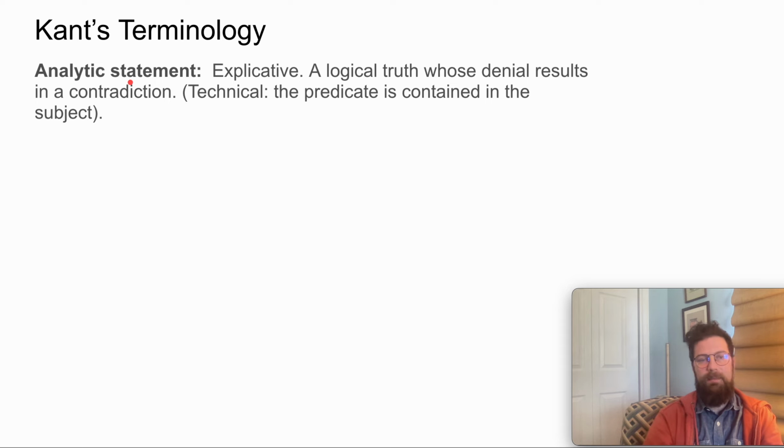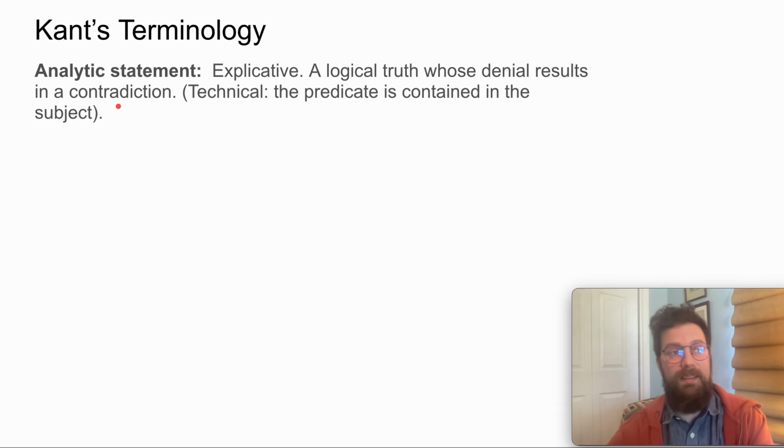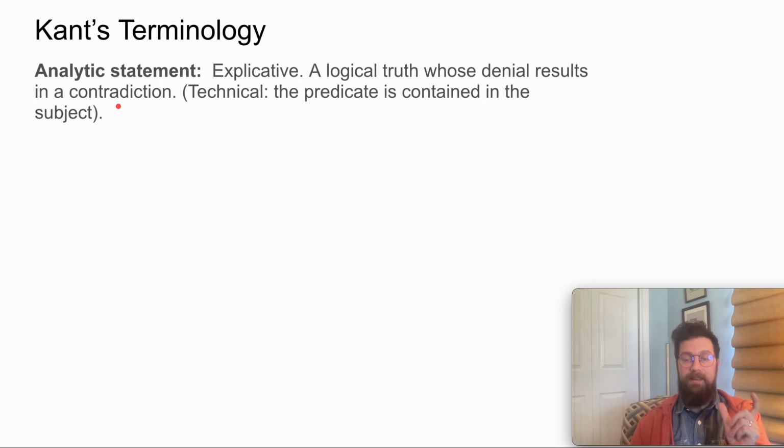So analytic statements are logical truths. And the denial of these logical truths are contradictions. Right? Now, the technical way that we can put this is that the predicate is contained in the subject. So, if you look at any sentence, like the cat is on the mat, the cat, that part of the sentence is the subject, and is on the mat is the predicate. Right? Now, what we're saying about analytic statements is that the description of the thing, that is the predicate, is built right into the subject.